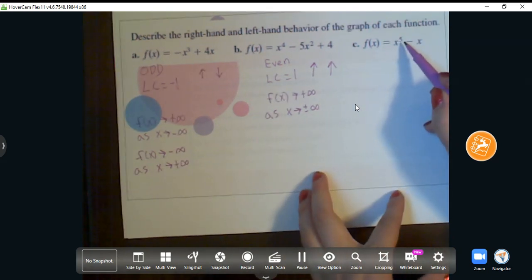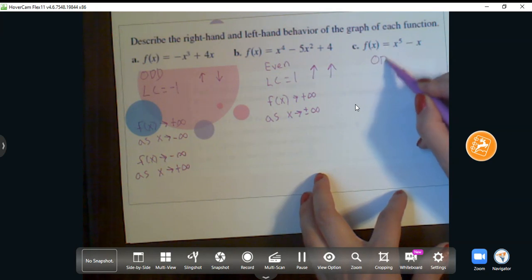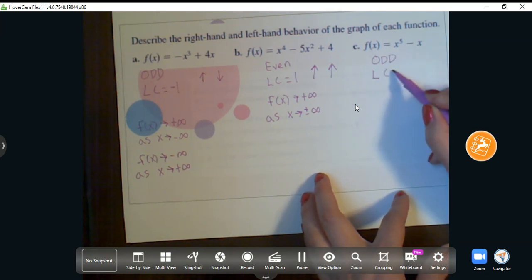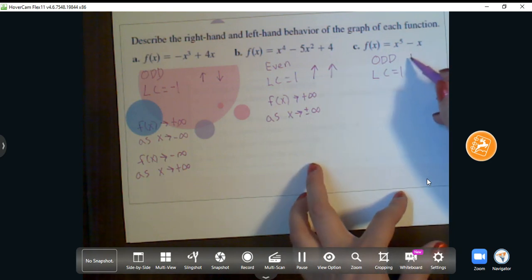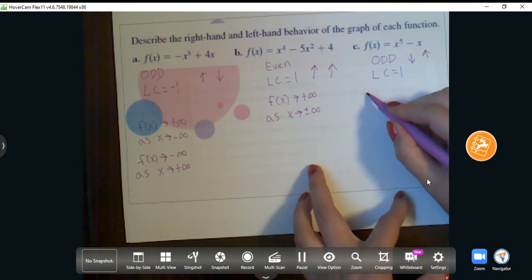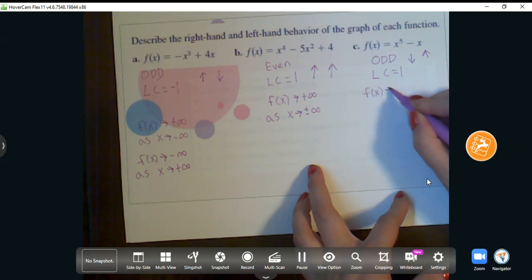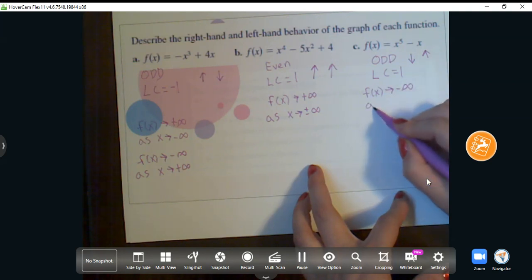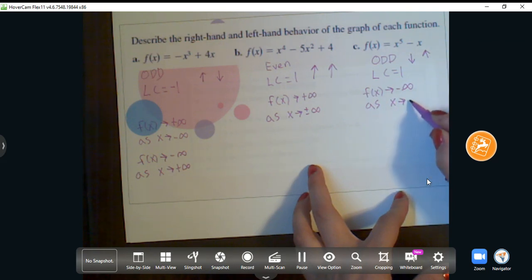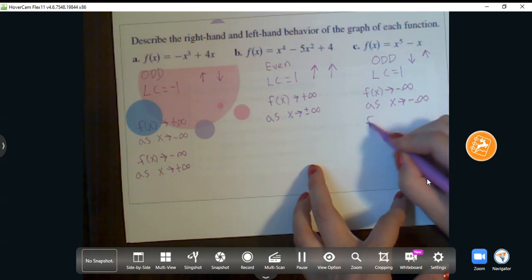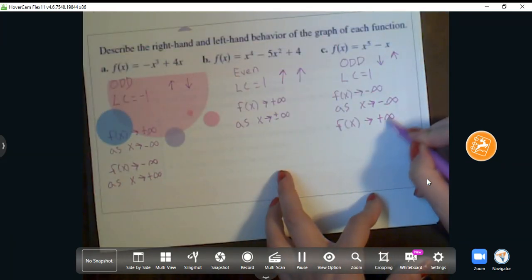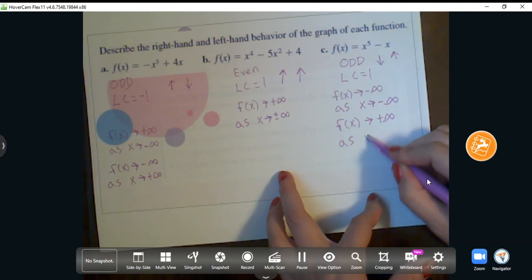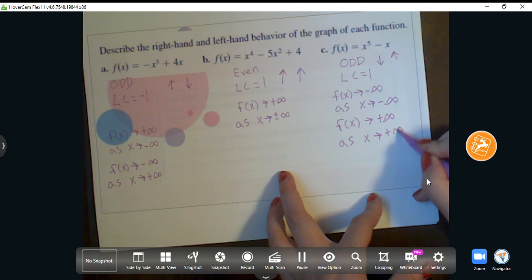So then on our last one, our degree is 5. So we have an odd function, and our leading coefficient is 1. So basically, we're going to have the opposite of what we had a second ago. So we're going to point down on the left, up on the right. So we have f of x goes towards negative infinity as x goes towards negative infinity, and f of x goes towards positive infinity as x goes towards positive infinity.